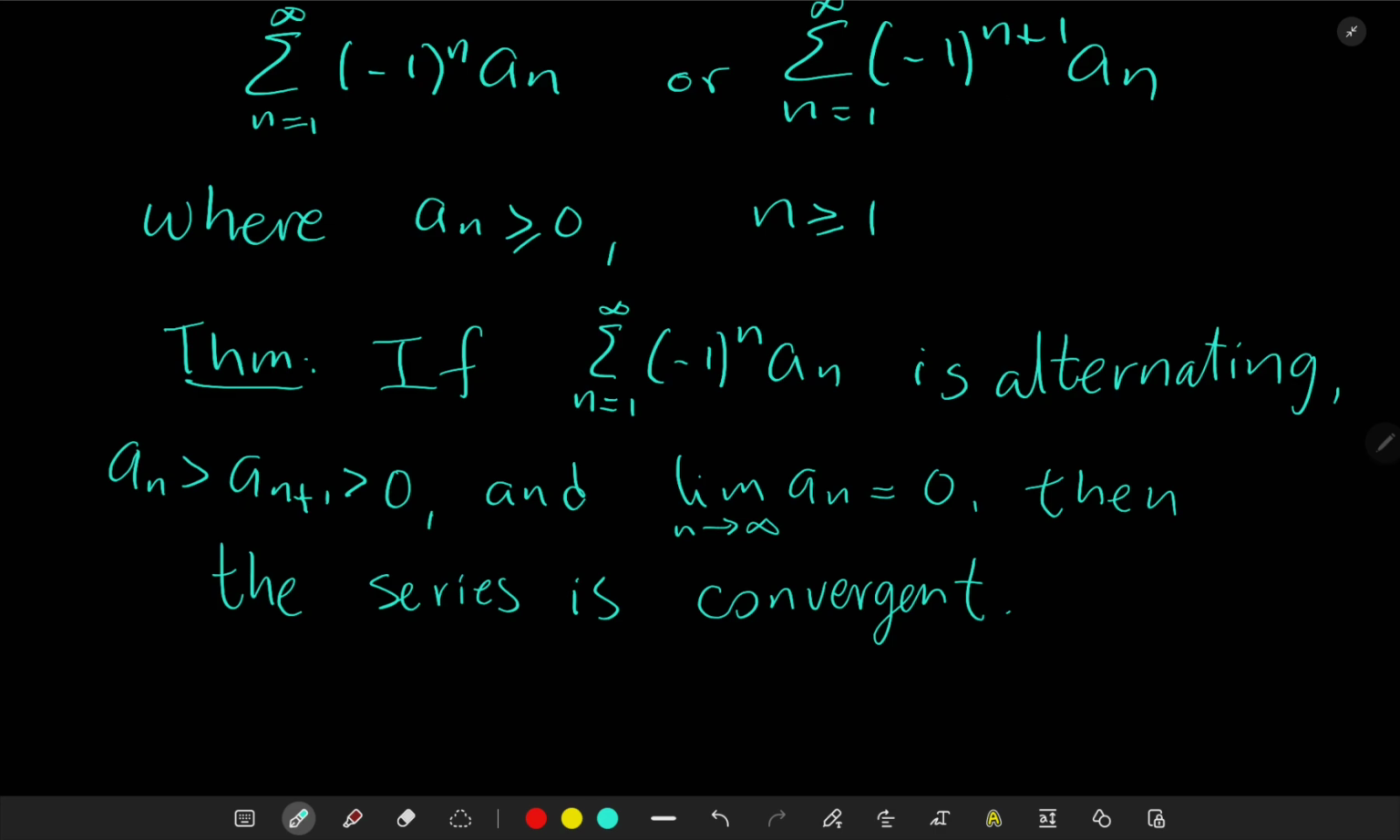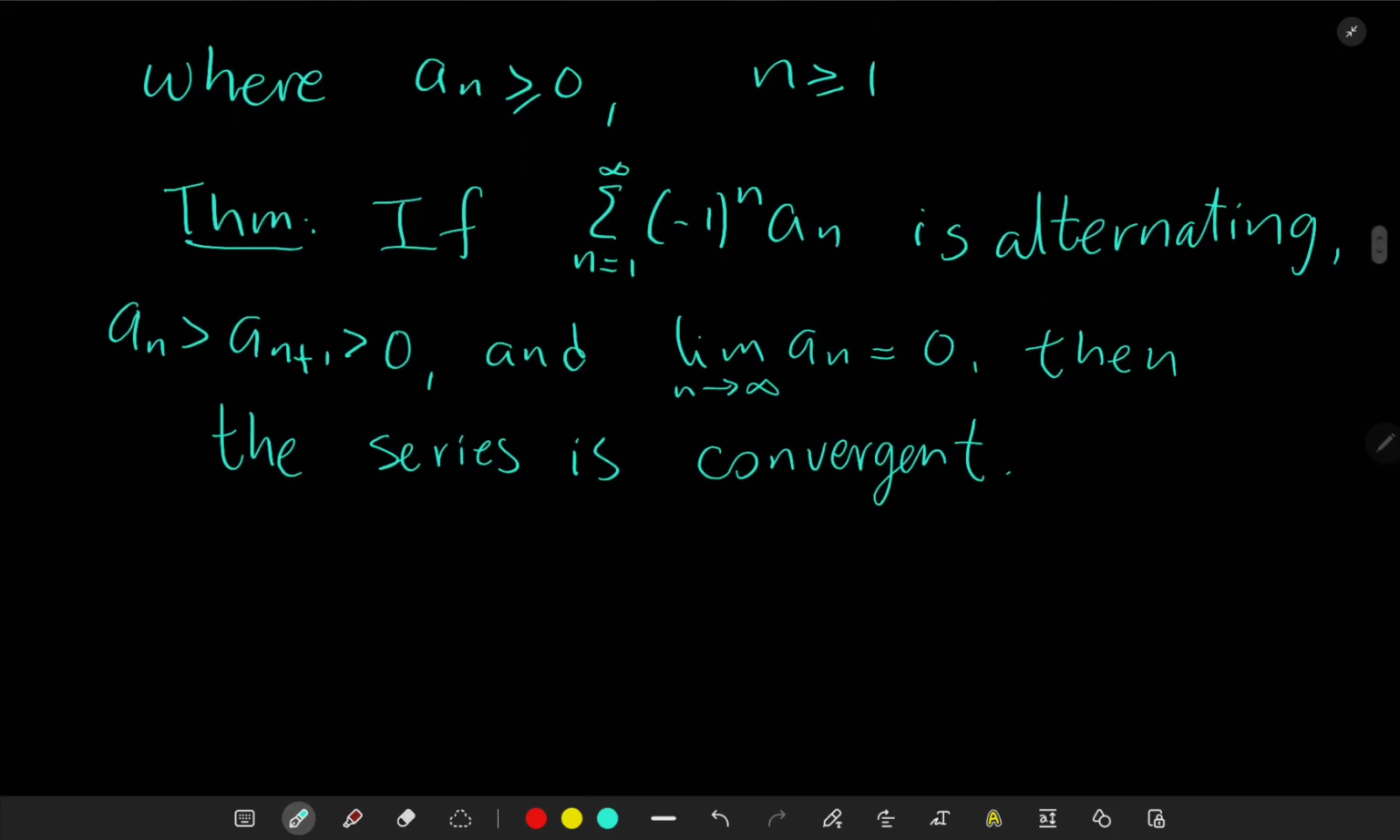So as long as you have the signs going plus, minus, plus, minus, plus, minus, and you're adding and subtracting terms, then if these other two conditions are satisfied, meaning that the sequence of the coefficients is decreasing, and that the limit as n goes to infinity of a sub n goes to 0, then it converges.